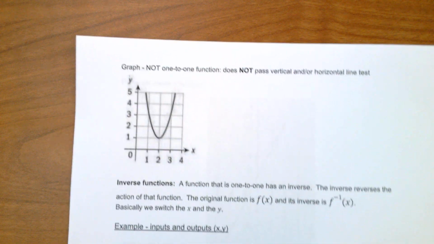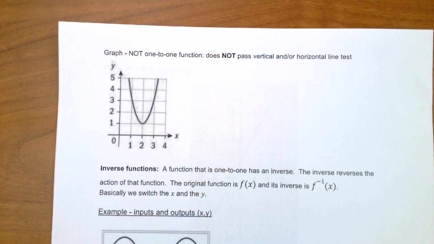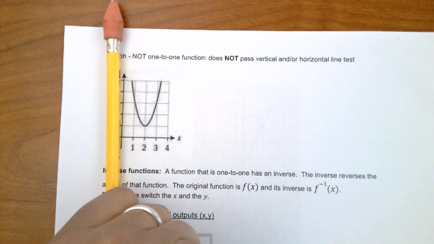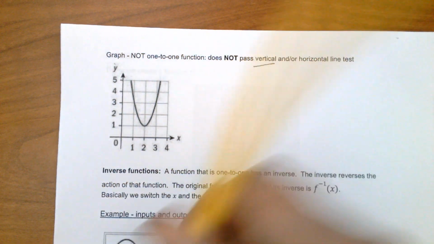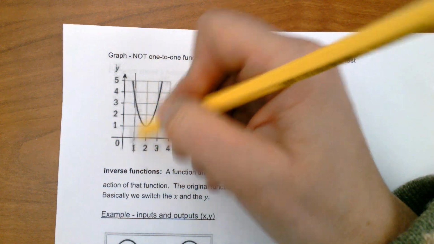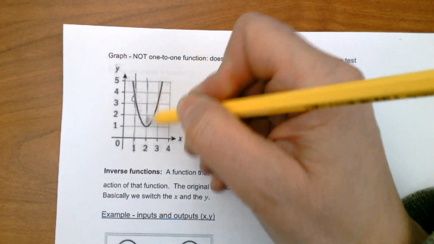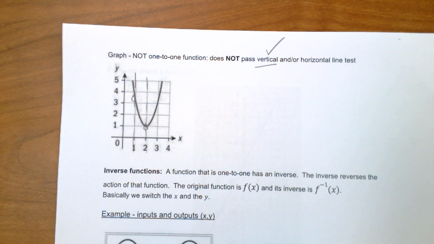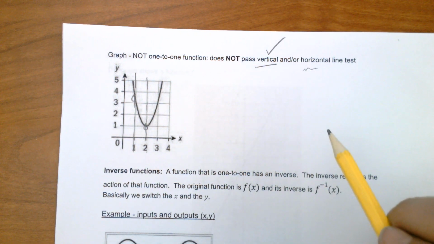Let's look at a graph that's not one-to-one. Okay, that does not pass the vertical line test or the horizontal. So let's look. Let's look at the vertical first. Vertical goes this way, okay? So anywhere I stop, I am only going to be touching this graph once, anywhere. So check on the vertical line test. How about the horizontal line test?